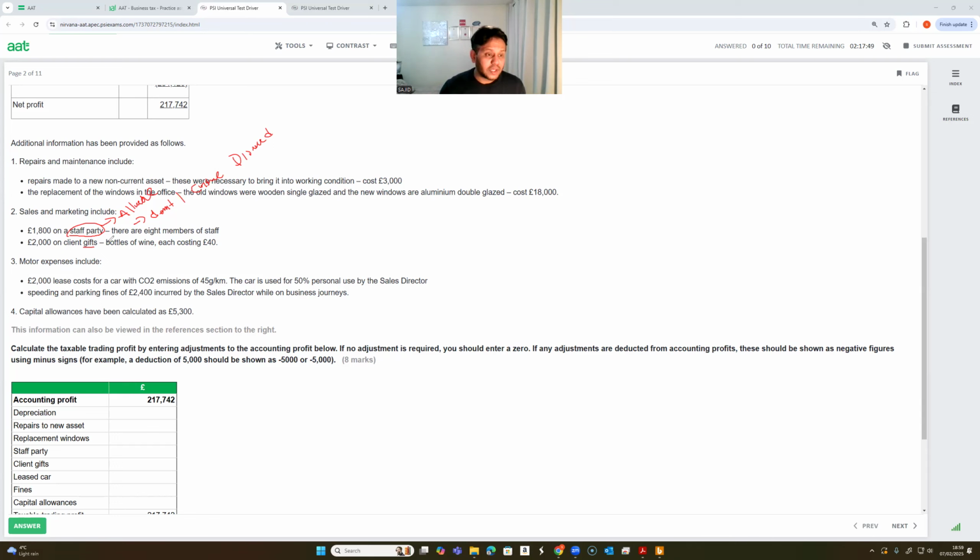So the gift, if you give it to your client or customer, then there is a condition. The condition is it has to be less than 50 pounds per person. At the same time, the gift cannot be alcohol, food, drink, or tobacco. And it also has to be for the purpose of advertisement. So let's have a look quickly at the gift. Let's go back to the book quickly and look at the gift.